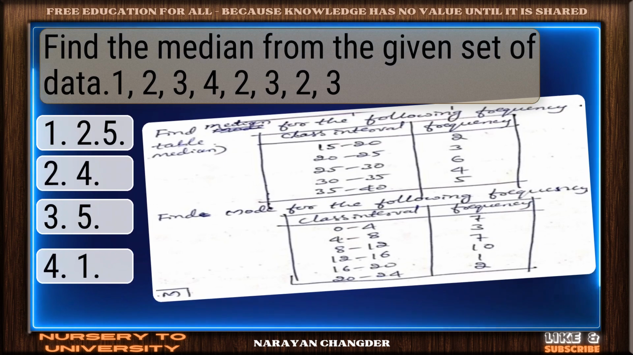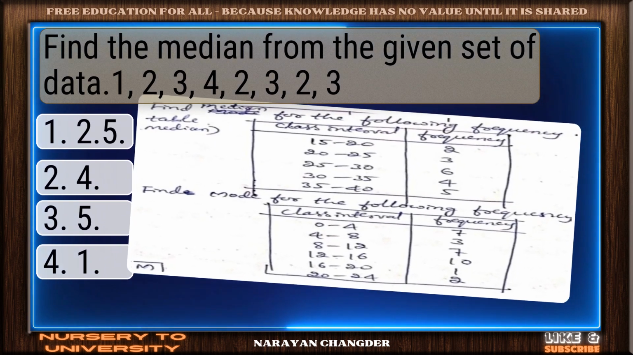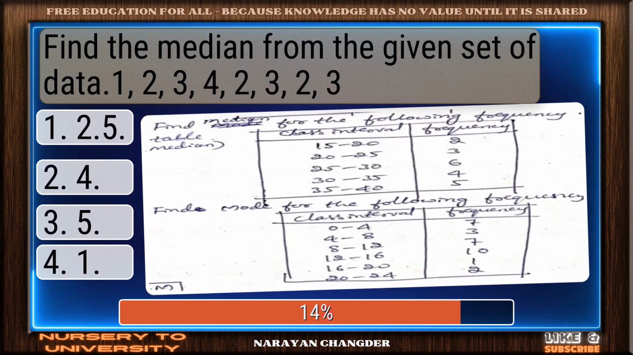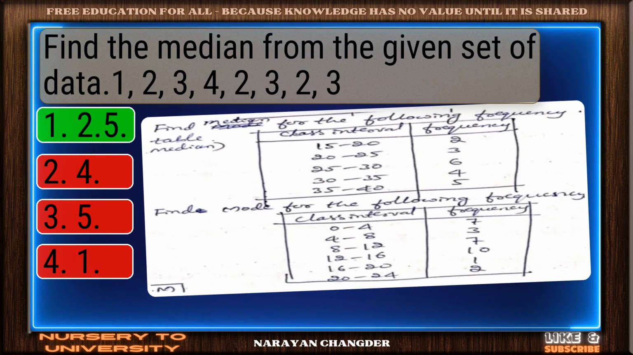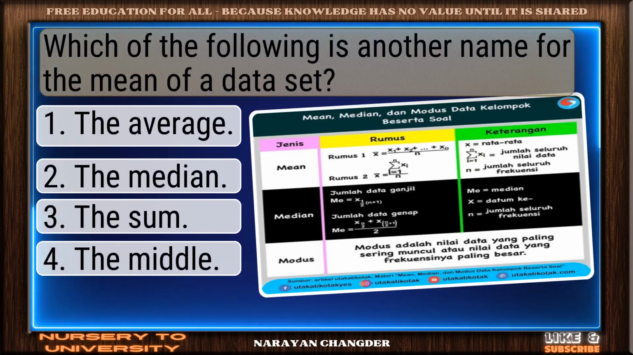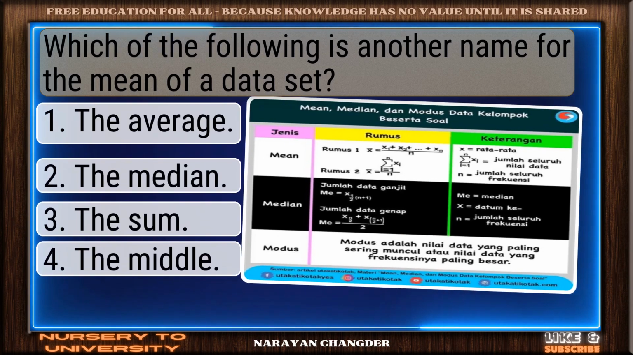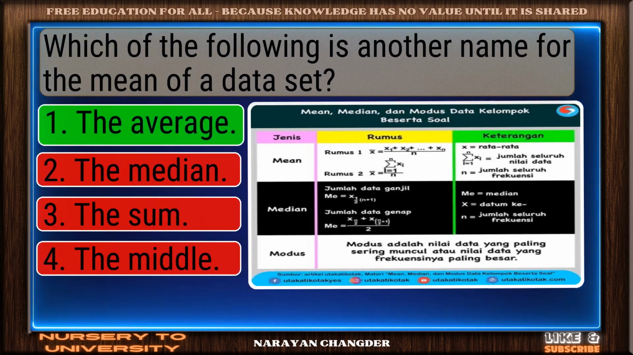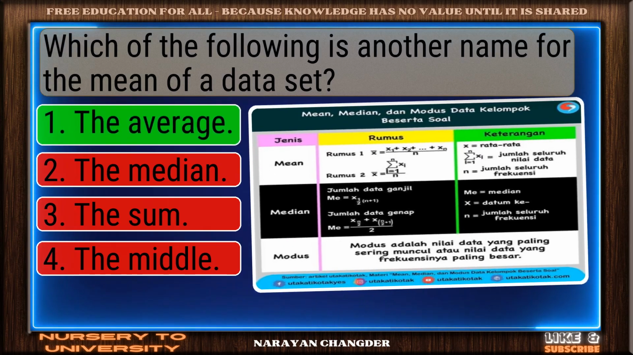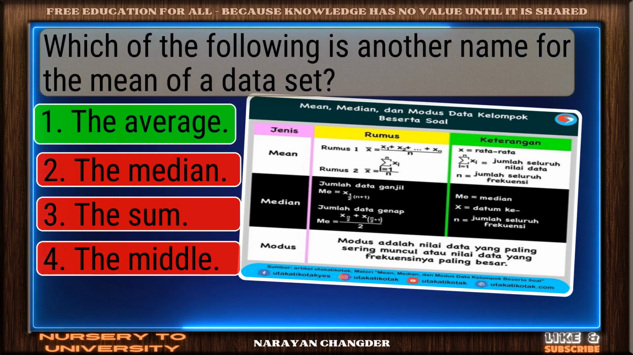Find the median from the given set of data 1, 2, 3, 4, 2, 3, 2, 3. Smart move. 2.5 is the accurate answer. Which of the following is another name for the mean of a data set? You're right. The average is correct.